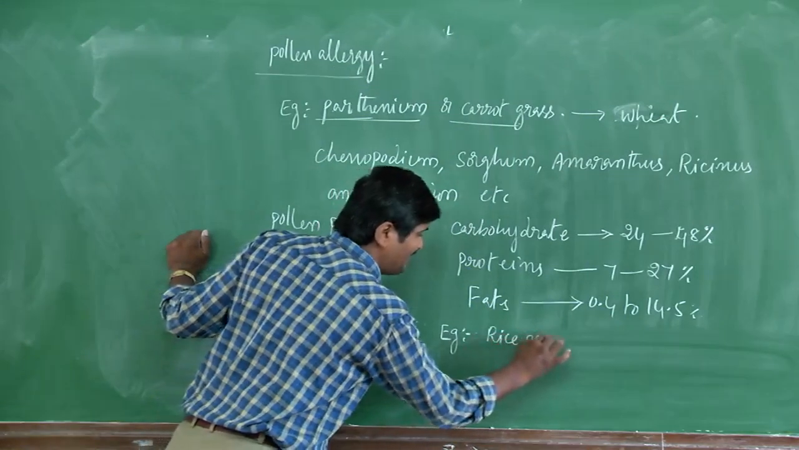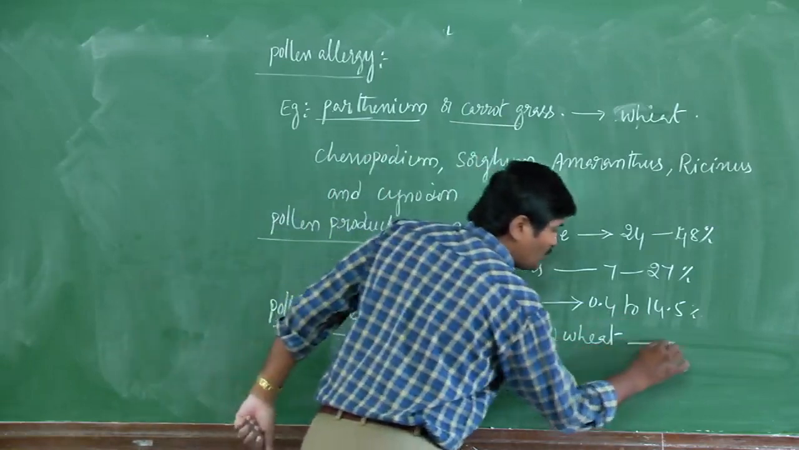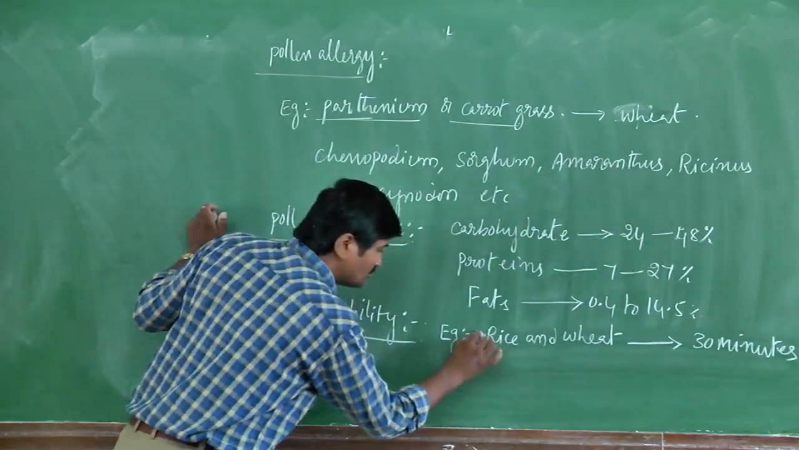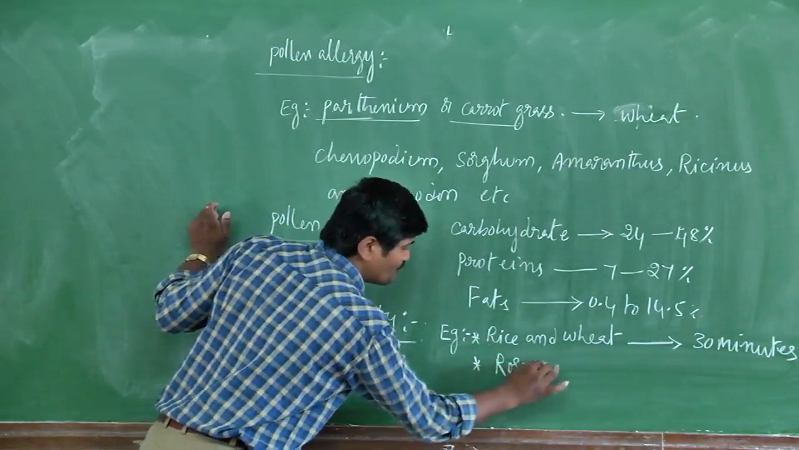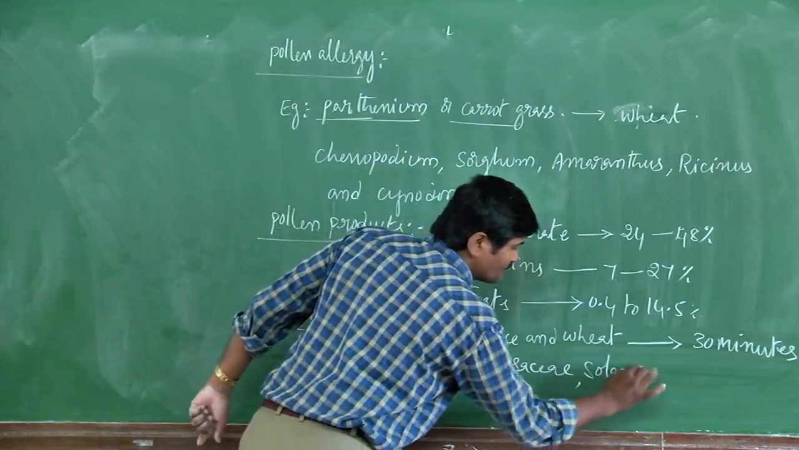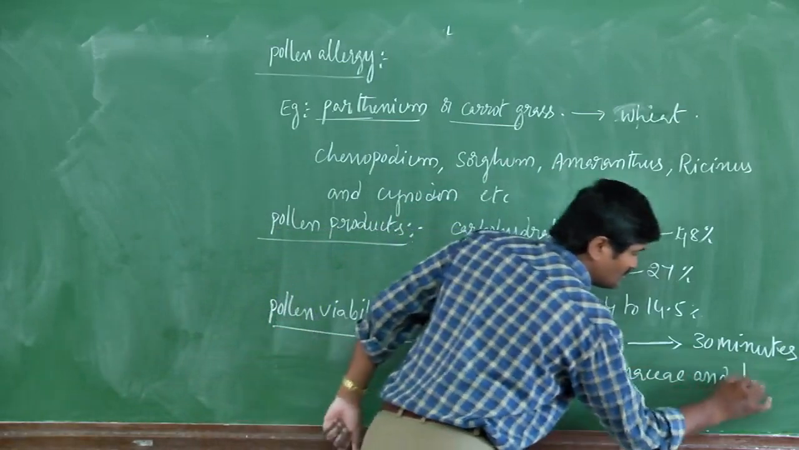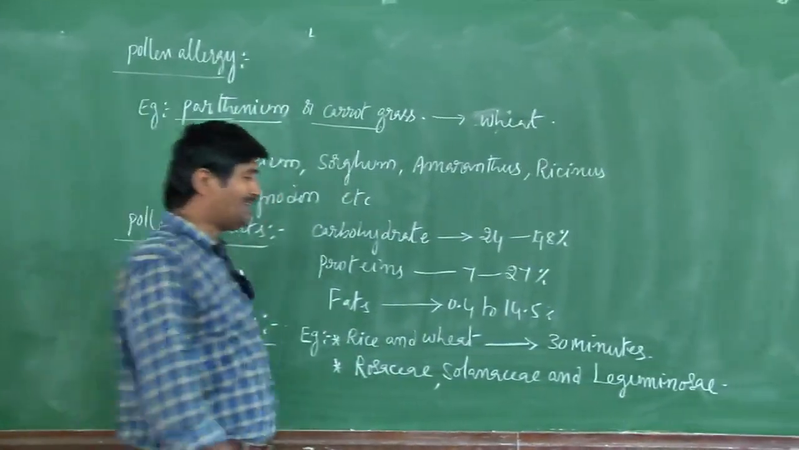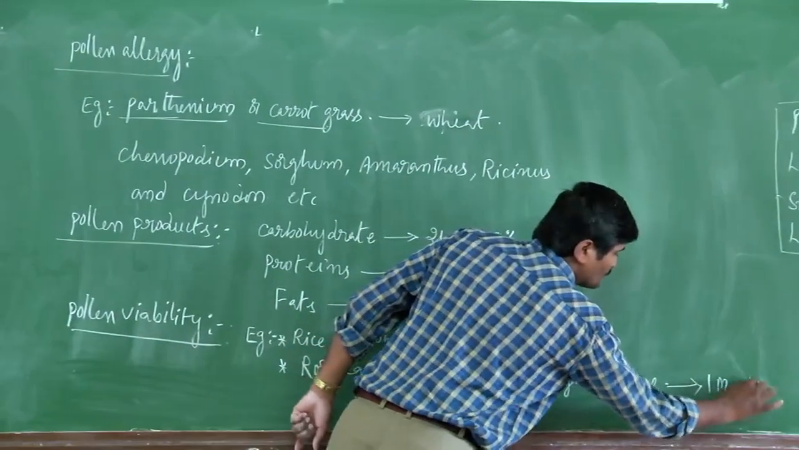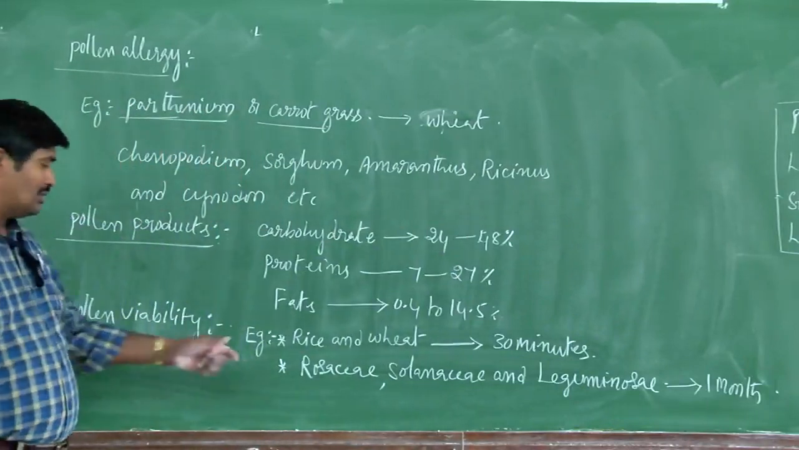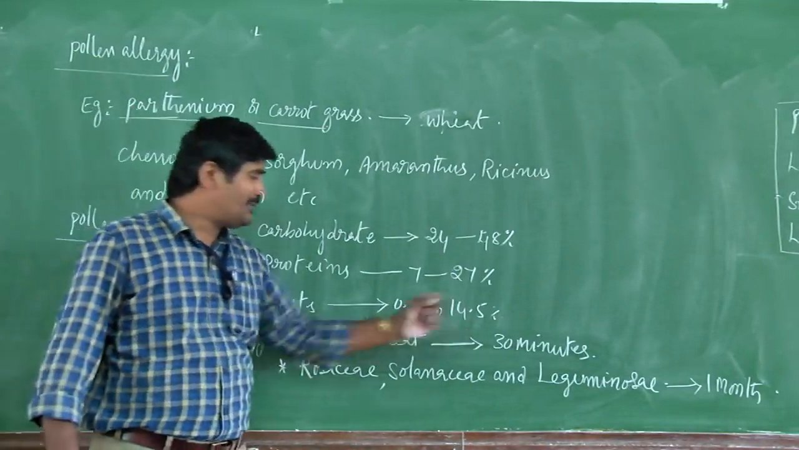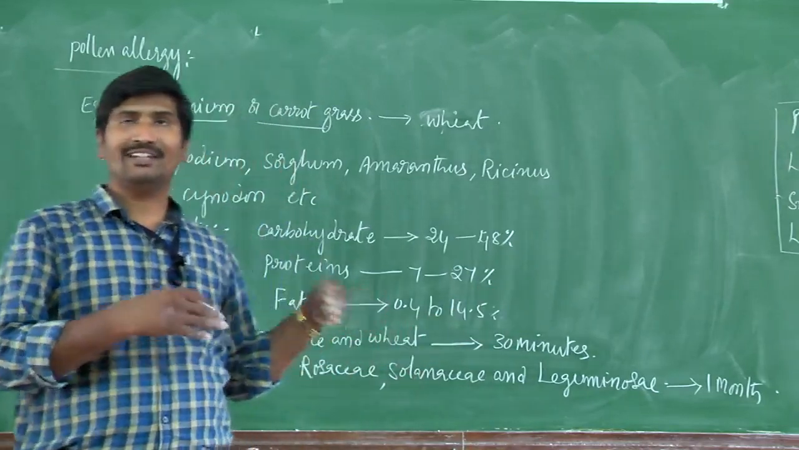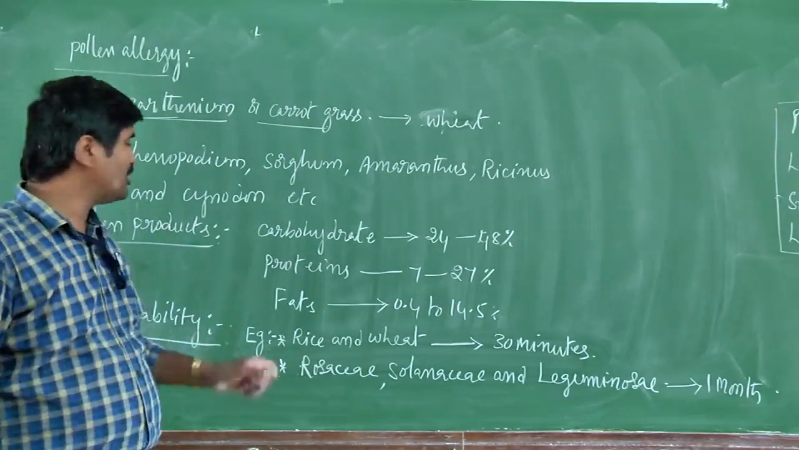rice and wheat. In these two plants, the pollen viability is 30 minutes. Next one, Rosaceae family, Solanaceae family, and Leguminosae, it is Fabaceae. In these three families, the pollen viability is 1 month. So rice and wheat, 30 minutes. The Rosaceae, Solanaceae and Leguminosae, the pollen viability is 1 month. In some plants, it takes 5 months or 1 year or many years, depending on the plant species.